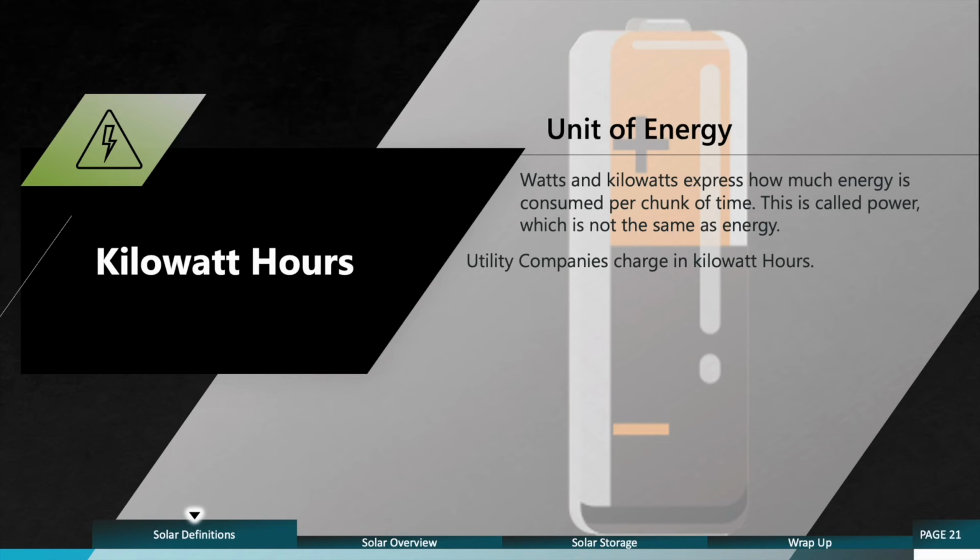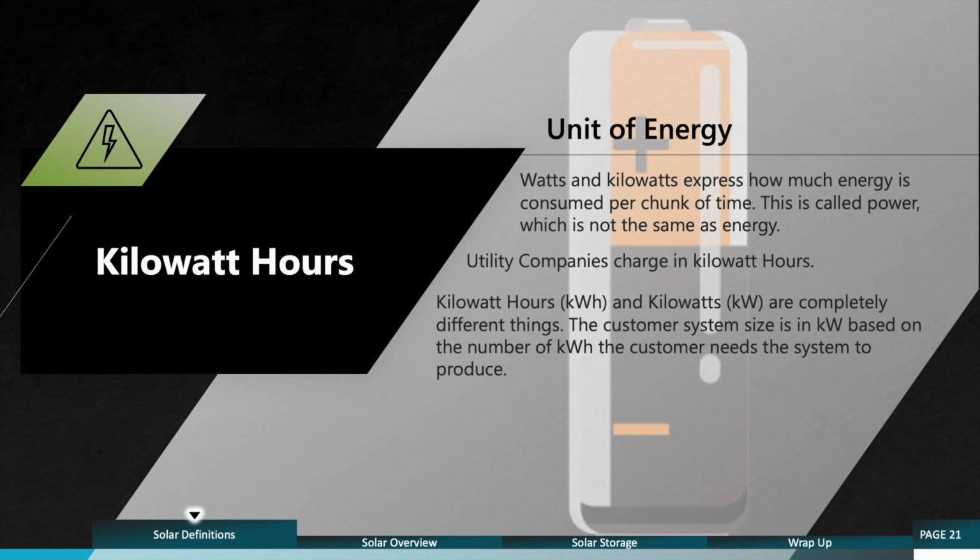So, utility companies will charge you in kilowatt hours. Now, kilowatt hours is normally expressed in kWh, and kilowatts is expressed in kW. And they are completely different things. The customer system size is in kilowatts, and that's based on the number of kilowatt hours the customer needs the system to produce. Now, I said watts and kilowatts, right? And that's going to be the power, which isn't the same as energy.